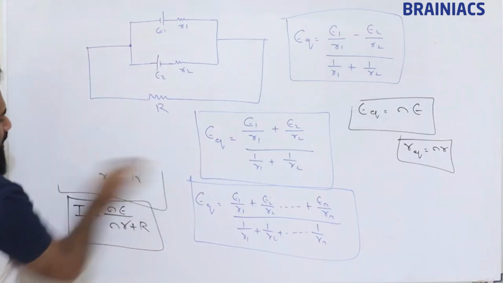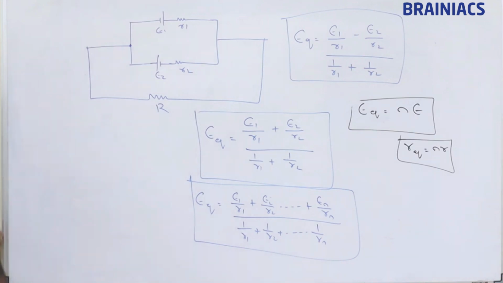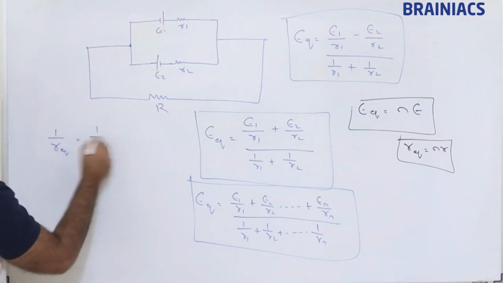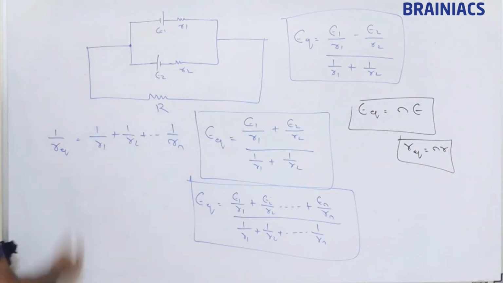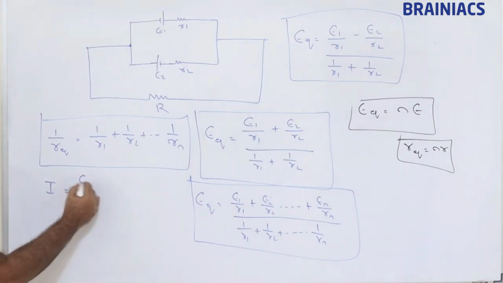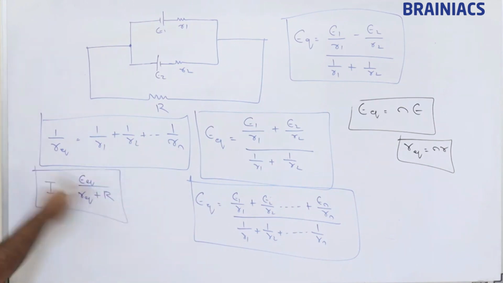Now what will be R equivalent? R equivalent is just a parallel combination, right? 1 by R equivalent is nothing but 1 by R1 plus 1 by R2 plus up to 1 by Rn. This is how the parallel resistances will appear. Clear? So if we need to find the current, it is E equivalent divided by R equivalent plus R. This we will have to find and substitute.